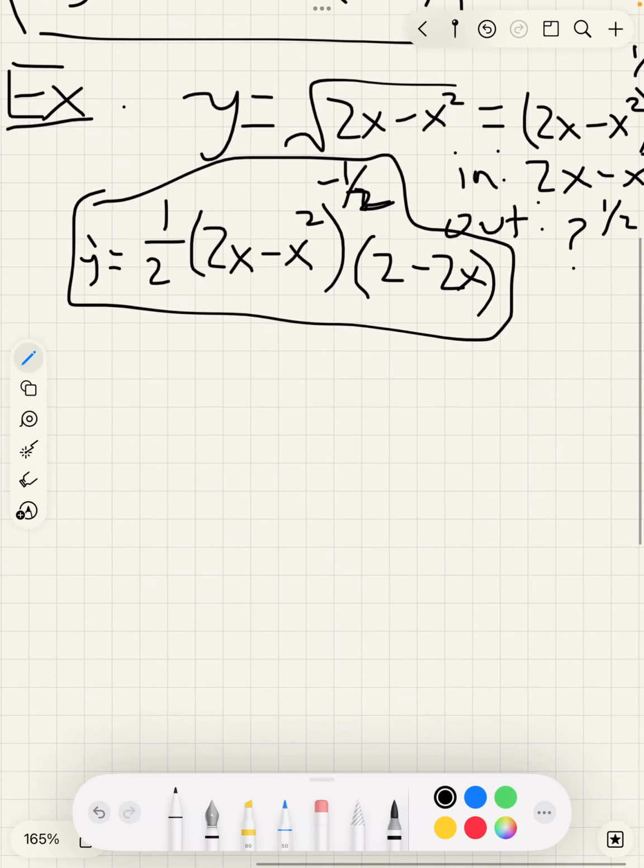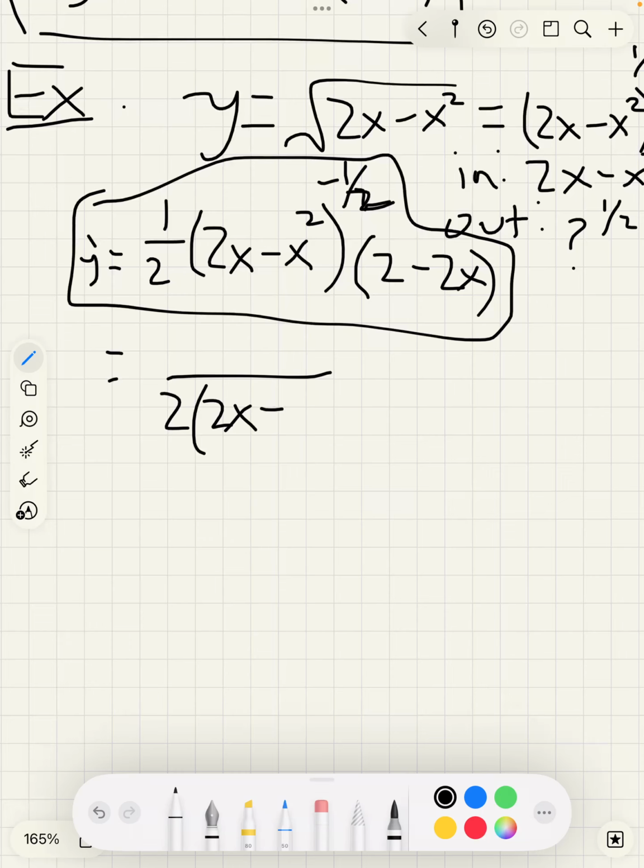Other side note, because your homework a lot of times is multiple choice, you can always rewrite these. So what I mean by that is because this 2x minus x squared is raised to a negative power, we can always bring it down to the bottom. So it'll be 2 times 2x minus x squared to the now positive 1/2. Right, when we move sides in the fraction, we change signs on the exponent.